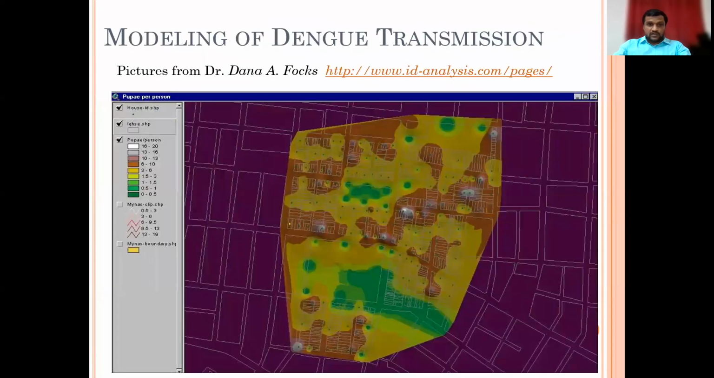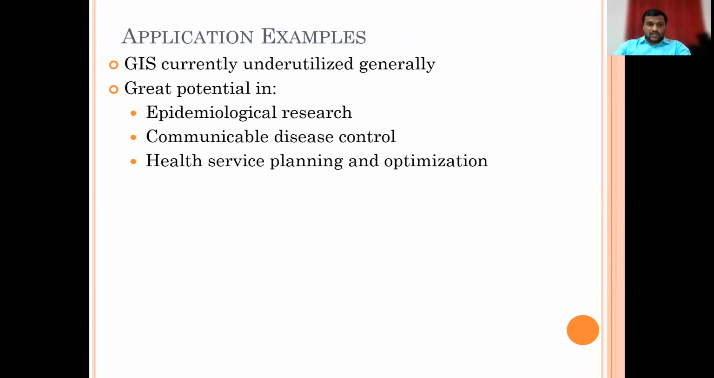We can also model dengue transmission by having different data sources, different environmental factors and other health factors integrated using the GIS approach, to see how much area will be affected within a short time. This means we have the option to predict the future transmission of dengue using the GIS and remote sensing approach.